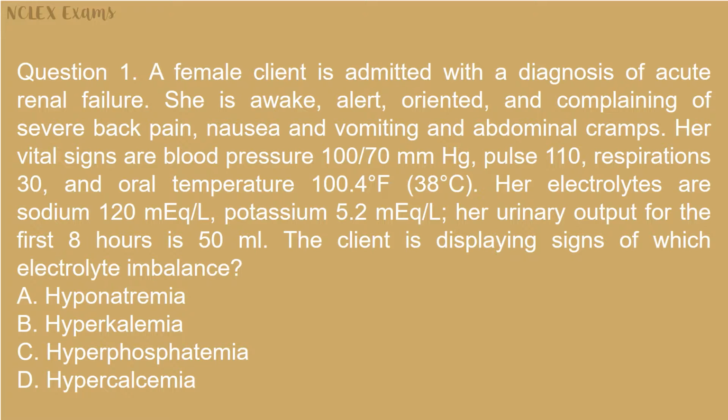She is awake, alert, oriented, and complaining of severe back pain, nausea and vomiting and abdominal cramps. Her vital signs are blood pressure 170 mm Hg, pulse 110, respirations 30, and oral temperature 100.4 degrees Fahrenheit, 38 degrees Celsius. Her electrolytes are sodium 120 mg/L, potassium 5.2 mg/L. Her urinary output for the first 8 hours is 50 milliliters. The client is displaying signs of which electrolyte imbalance?